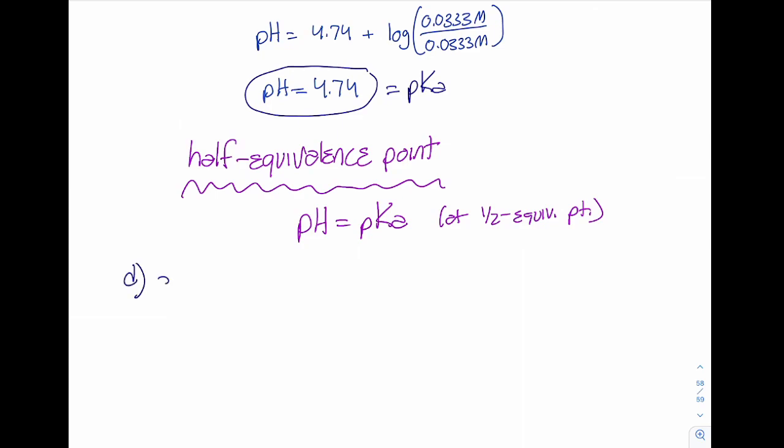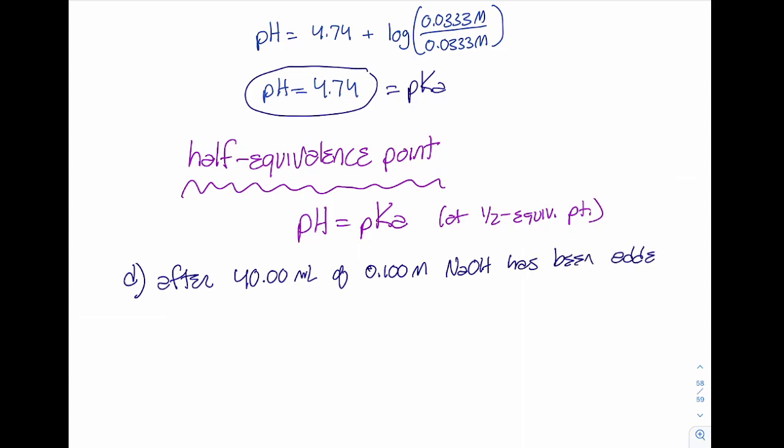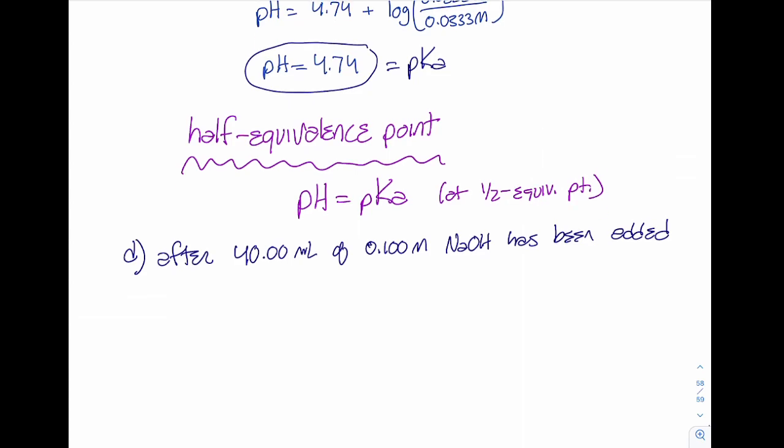So D, again, we're calculating the pH after 40 milliliters, so we're at the equivalence point, of my 0.100 molar sodium hydroxide has been added. So we're really doing the same thing. I'm going to figure out the number of millimoles of base that I've added. I'm going to write my neutralization reaction. I'm going to set up that change table, and then I'm going to look to see what's going on.